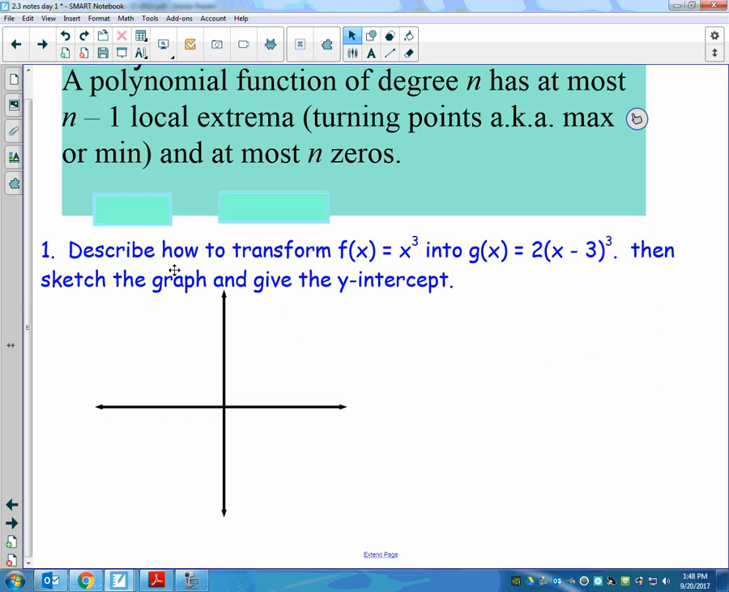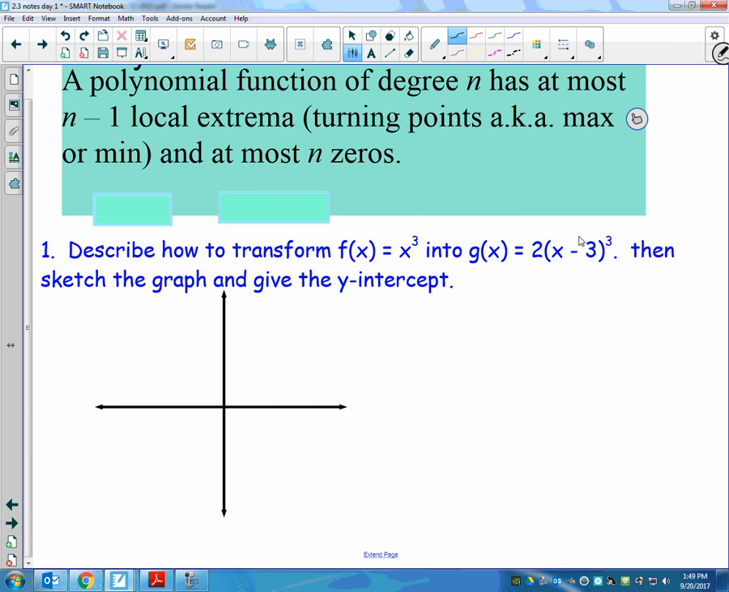So describe how to transform x cubed into 2 times x minus 3 cubed, and then sketch the graph and give the y-intercept. This is just a reminder that transformations still apply. We've done a lot with x squared. We haven't done a lot with x cubed.